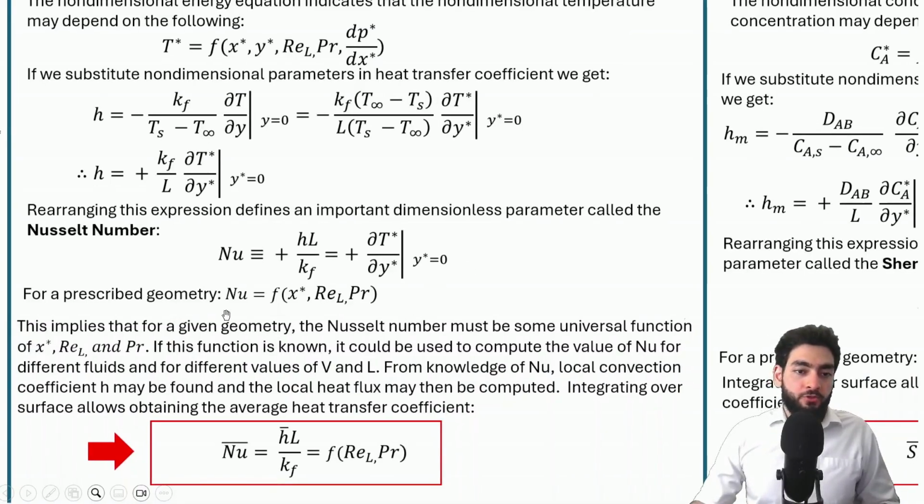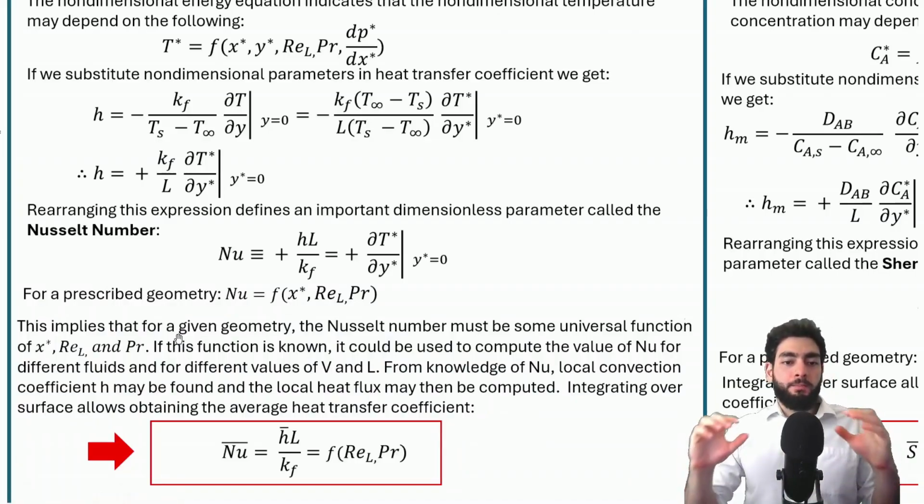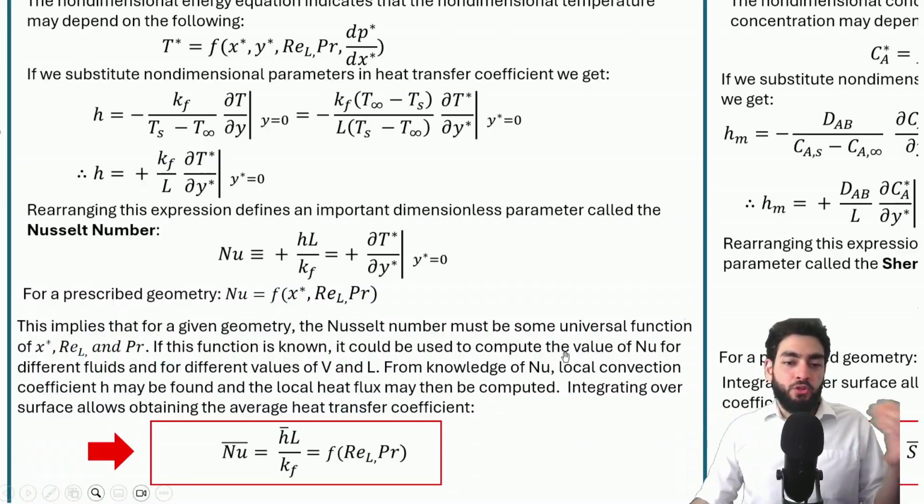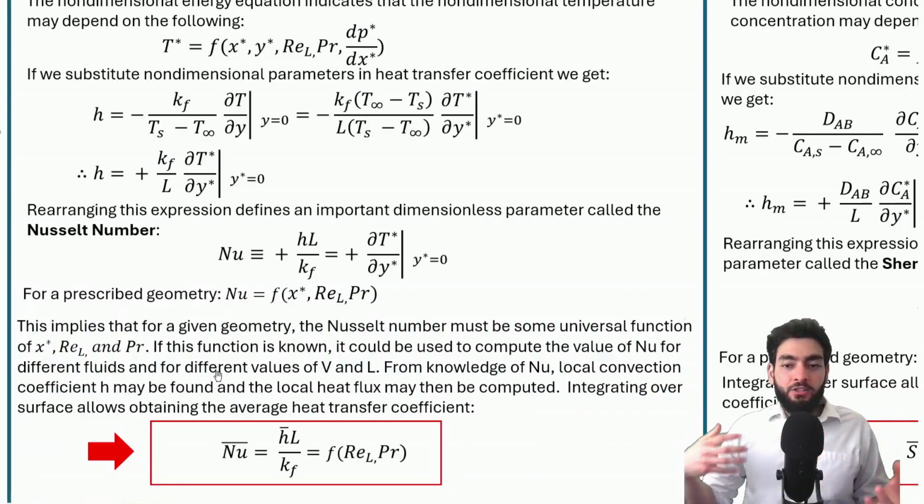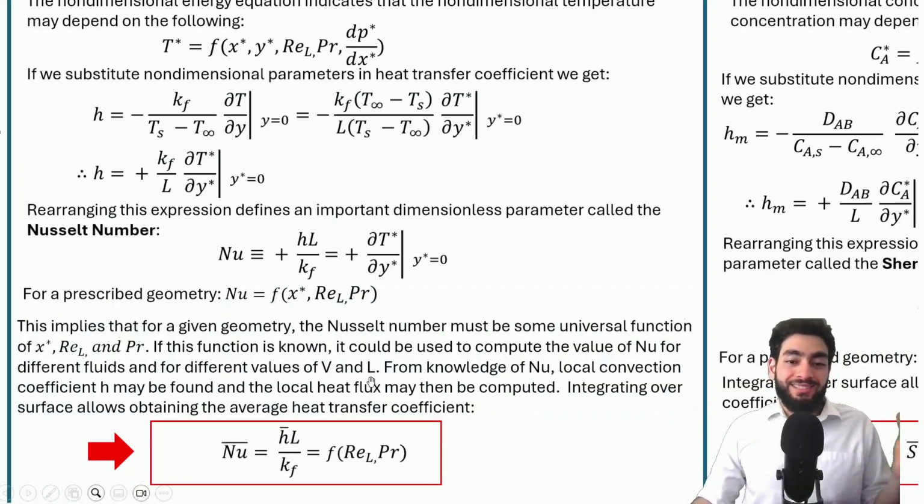Now for a prescribed geometry, we know that the Nusselt number is only a function of the non-dimensional distance, the Reynolds number and the Prandtl number. So this essentially implies that for a given geometry, the Nusselt number must be some universal function of the non-dimensional x, Reynolds number, and Prandtl number. And if this function is known, then it could be used to compute the value of the Nusselt number for different fluids and for different values of upstream velocity and characteristic lengths.